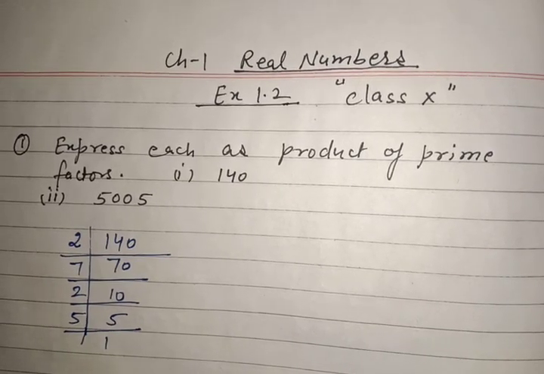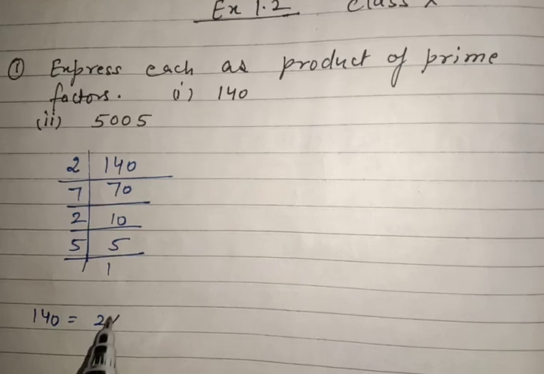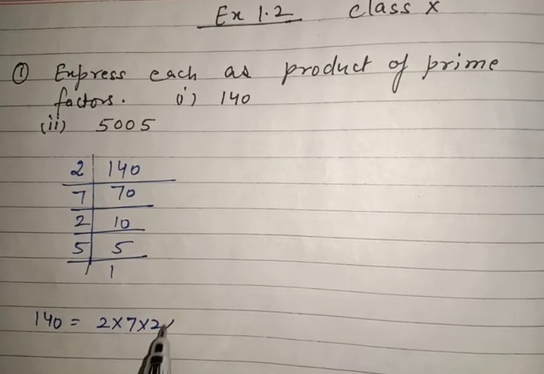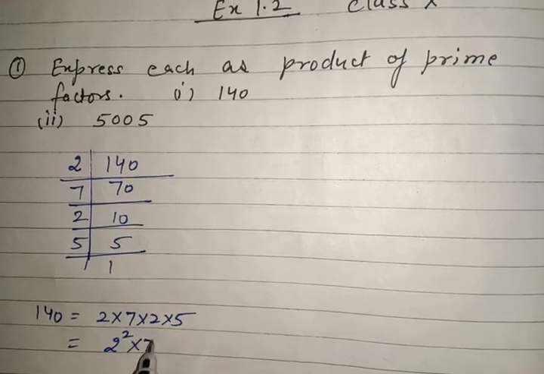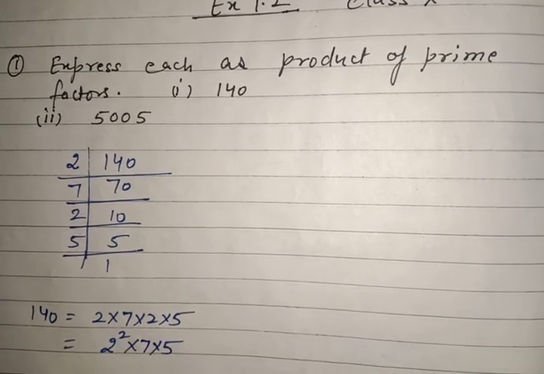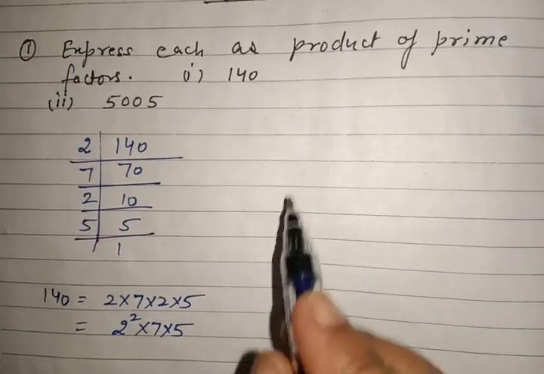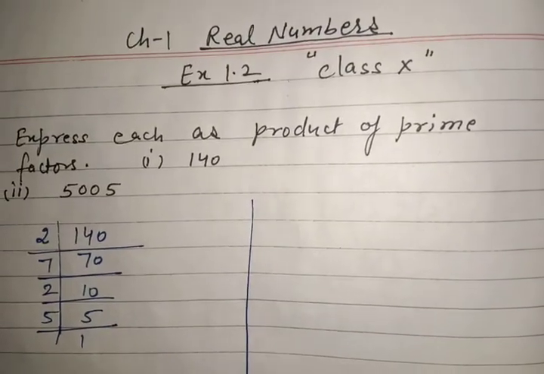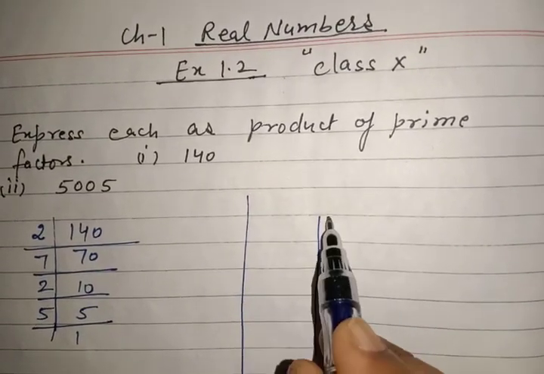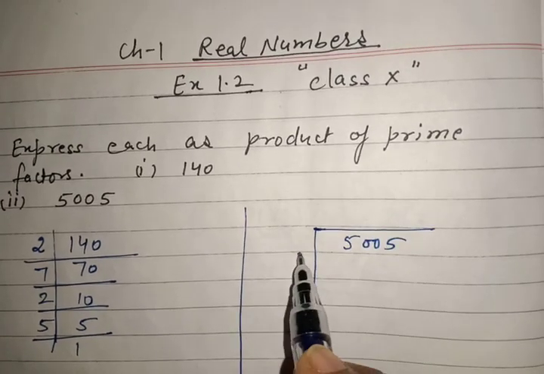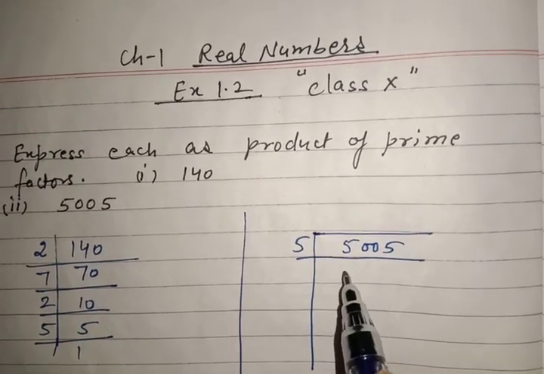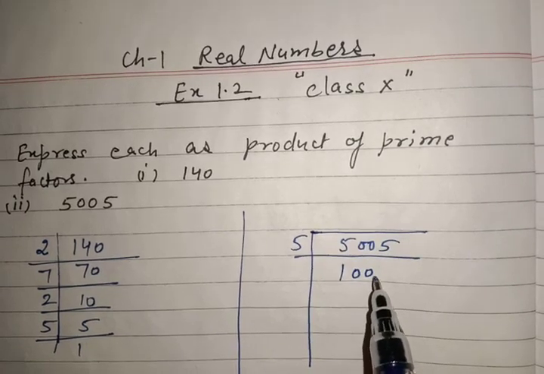What are the prime factors of 140? It's 2, 7, 2 and 5, and we can write it in powers also. This is the factorization of 140. One more part I have taken. This you have already done in your 7th, in your 8th. Very easy. We can start with any number.